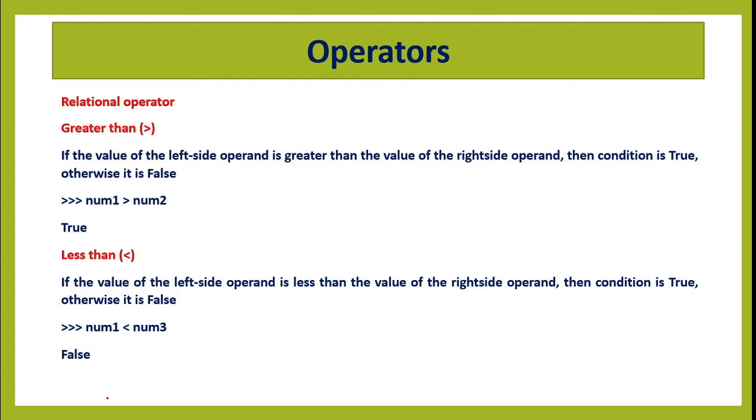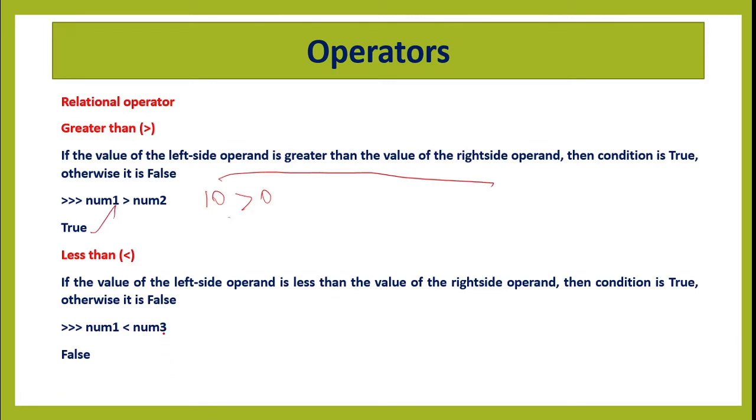So the next one is greater than. If the value of left side operand is greater than the value of right hand operand, then the condition is true. Otherwise, it is false. So simply again we type the command num1 greater than num2. What is the value of num1? It is 10. Num2 is 0. So 10 greater than 0? Yes. So that's why this one returns true.